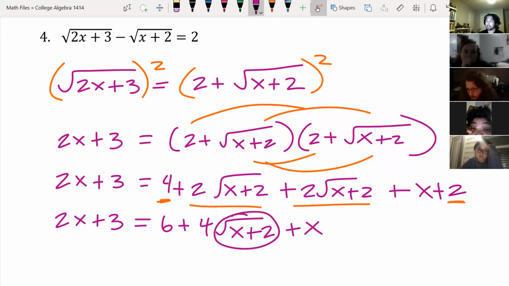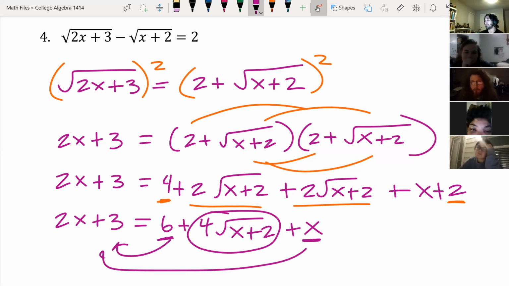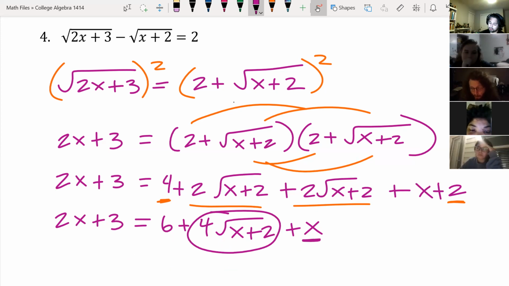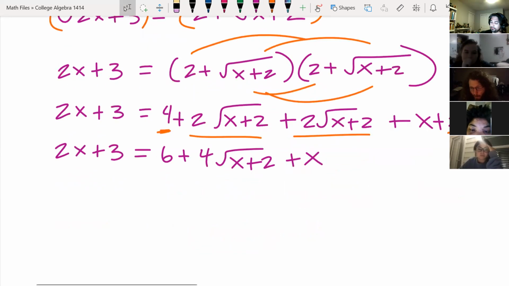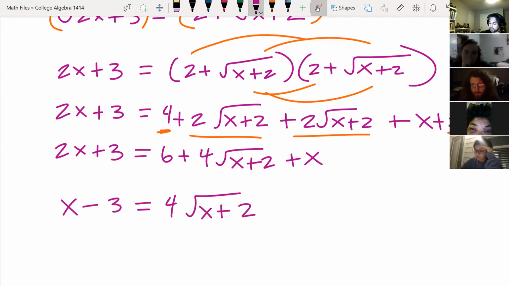Now we have to get rid of this radical, which means we need to isolate this term on the right side, which means we're going to take x and we're going to take 6 and move them both to the left side. So subtract an x and subtract a 6. If I subtract x, that'll give me x. If I subtract a 6, I'll get -3, and I'll be left with 4 square root of x plus 2 on the right side. So move the 6 over, move the x over. Here's what we're left with.